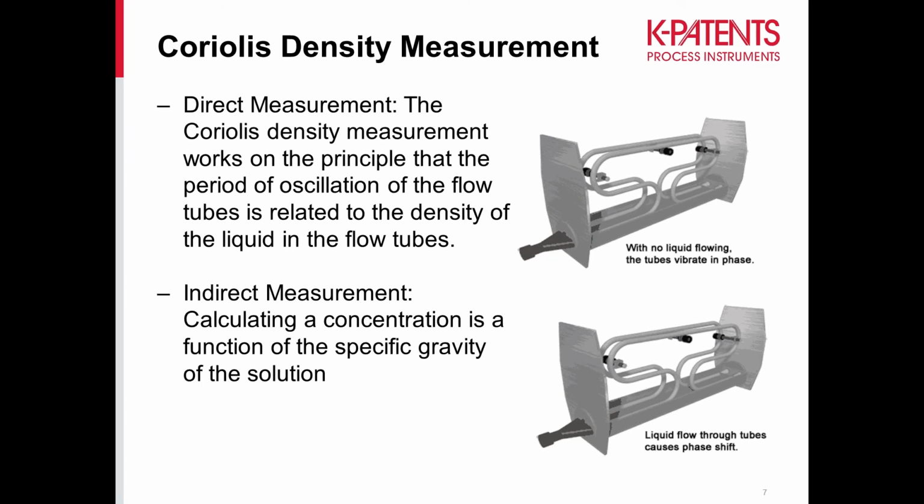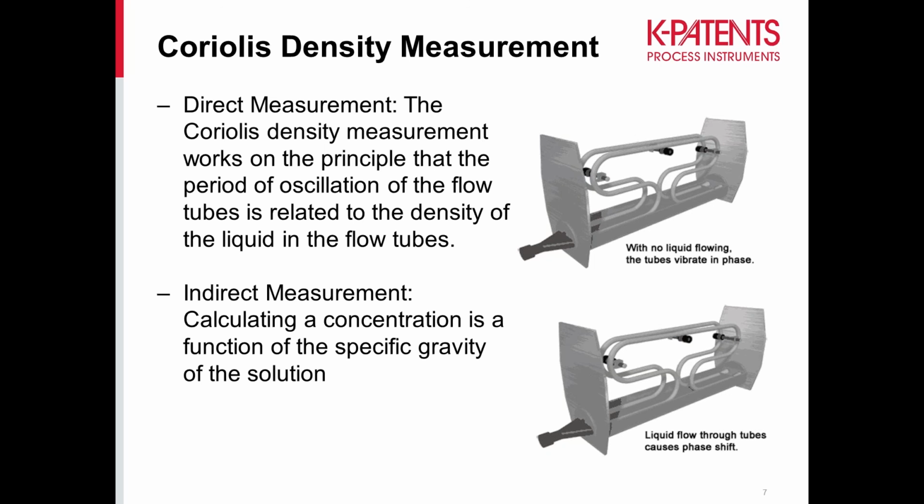If you see on the top right side, when there's no liquid moving through the Coriolis tubes, the tubes vibrate in phase. But when you put a liquid flow through the tubes, on the bottom right side, you'll see this phase shift, and the monitoring devices on these tubes will give you a measurement of that phase shift, which is actually a density of the material flowing through those tubes.